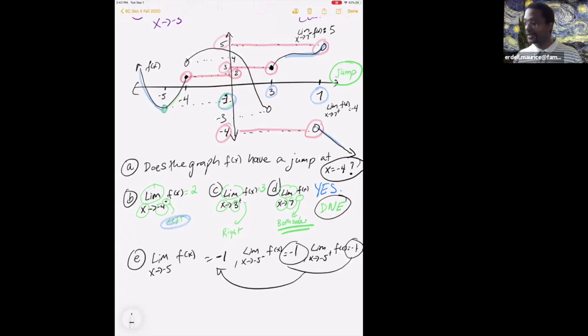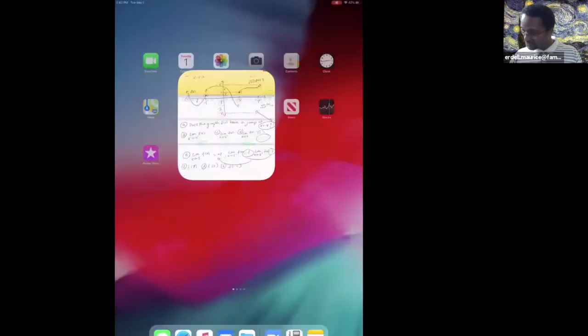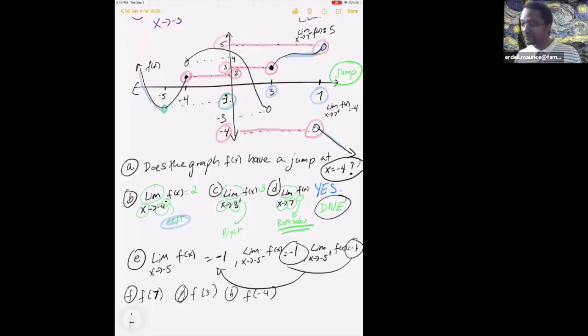All right, I have 3 more questions for you. I'm going to go easy on this one, going back to college algebra days. Answer me these 3 questions. What is f of 7? That's number F. What is f of 3? And then what is H? What is f of -4? Send me the answers to those 3 problems right here: f of 7, f of 3, and f of -4.